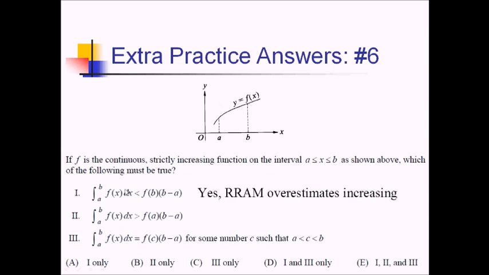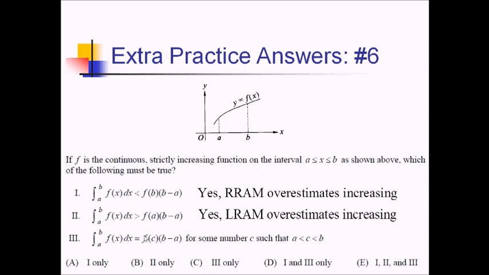So that means that the true value would be less than the RAM estimation. For this next one, we're doing f of a times b minus a, so that's this smaller rectangle here, essentially an LRAM approximation. And here they're saying that the true value is going to be bigger than the LRAM approximation, which is true, because LRAM is going to underestimate increasing function area. So these are both true, and you could see it just by drawing little rectangles on here.